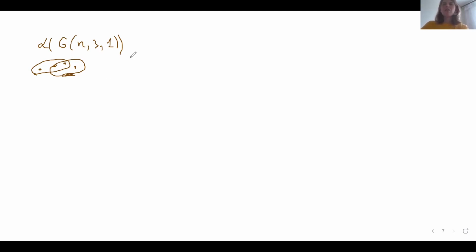Let's imagine the biggest independent set in our graph. And let's divide it into different parts, different components of strong connection. How might these components look? A component may be like this, it may consist of only one set, or it may consist of more sets. If so, some two of them are strongly connected.